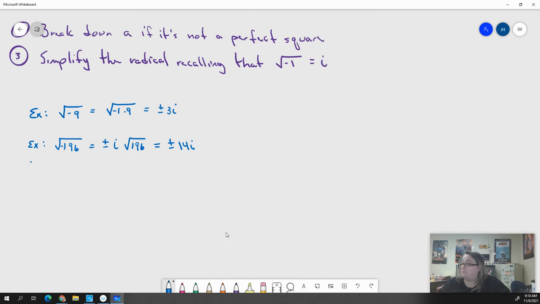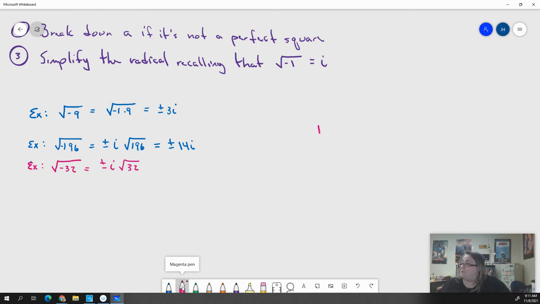They're not always going to be perfect squares, though. Just like last week when we were dealing with these, not all of our square roots were perfect squares, and we still have to simplify them. So if I have, say, the square root of negative 32, that's plus or minus i times the square root of 32. And I have to break that 32 down, right?